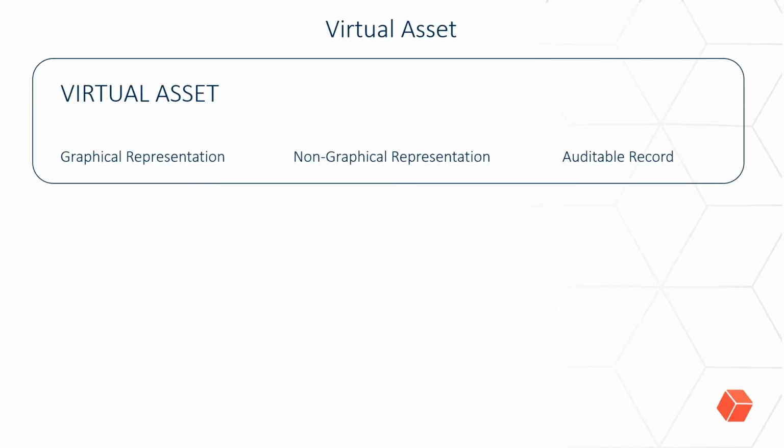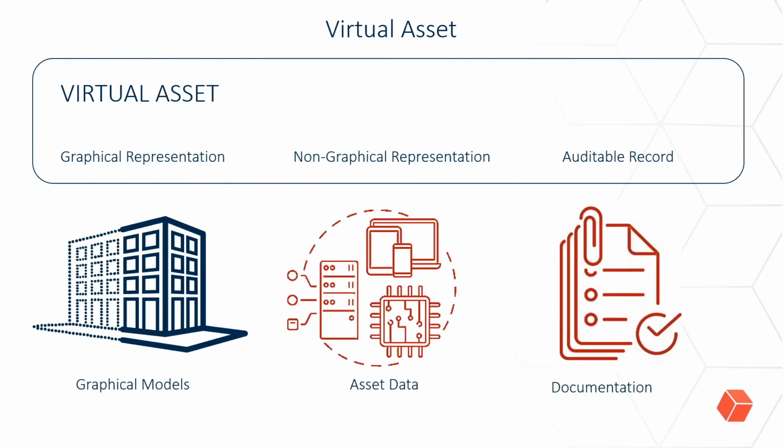Just to look a little bit deeper into a virtual asset or that virtual model. Now, a virtual asset contains 3 things, or at least it should contain 3 things: a graphical representation, a non-graphical representation, and an auditable record. What does this mean in simpler terms? It has a graphic model, the 3D representation of what the building actually looks like. It's got the asset data. The asset data is the I in the BIM or the PIM. This is where the information comes in.